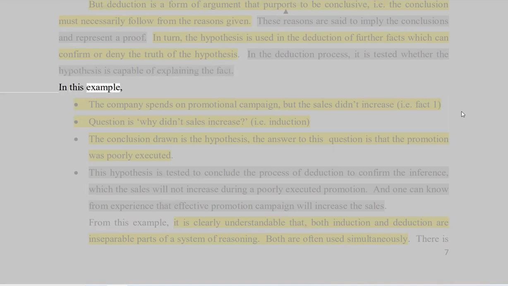In this example, the company spends on a promotional campaign, but the sales didn't increase. Fact 1. The question is, why didn't sales increase? Induction: the conclusion drawn is the hypothesis. The answer to this question is that the promotion was poorly executed. This hypothesis is tested through the process of deduction to confirm the inference that sales will not increase during a poorly executed promotion. And one can know from experience that an effective promotion campaign will increase the sales.